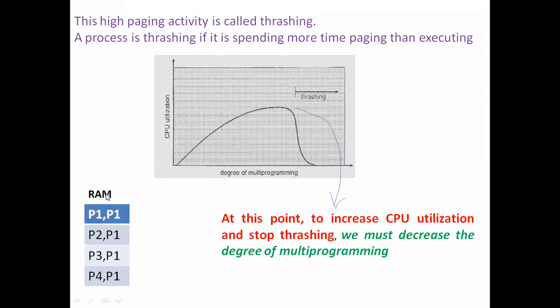According to this particular figure, what you're seeing here is that I have stored 4 processes, P1, P2, P3, P4. And what about these? These P1 are nothing but the first pages of these different processes. So the degree of multi-programming can be defined as the number of processes that are present in the RAM.